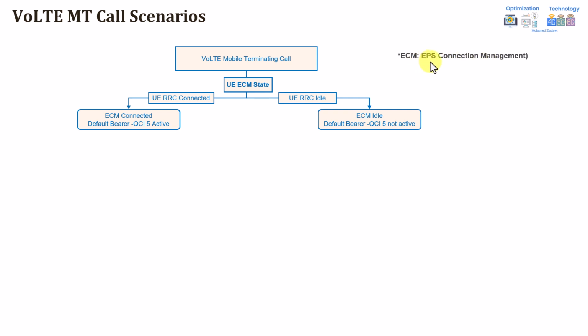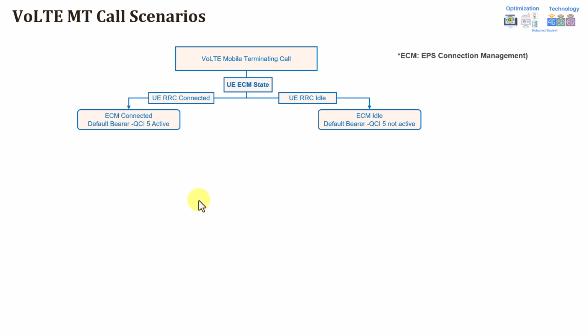As the name tells us, this ECM state tells us whether there is an active connection between the UE and the EPC, or the core network, or not. What do we mean by active connection? Active connection means whether we have an active EPS bearer context or not. For example, the EPS bearer, mainly the default bearer, for example QCI 5 and QCI 1, whether it is active or not.